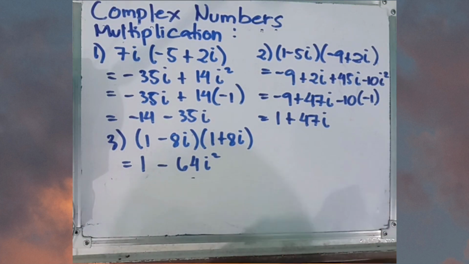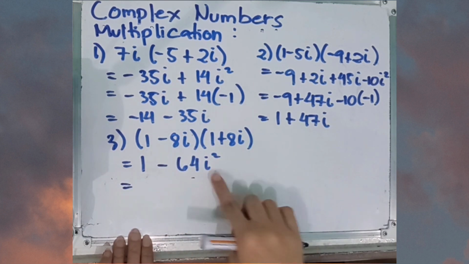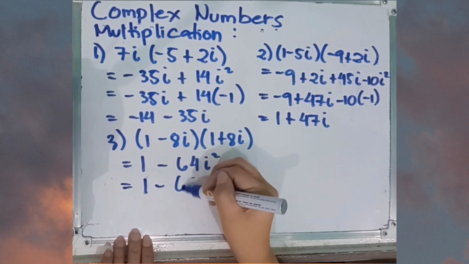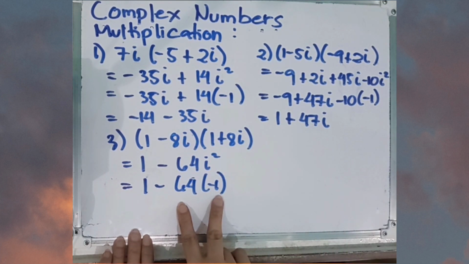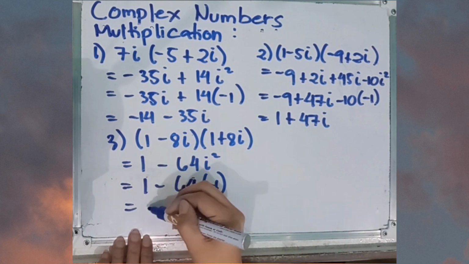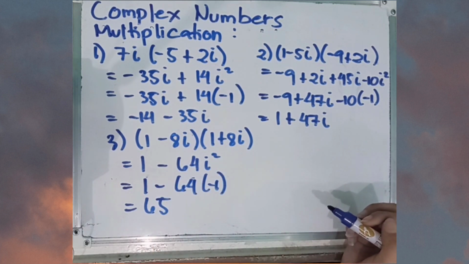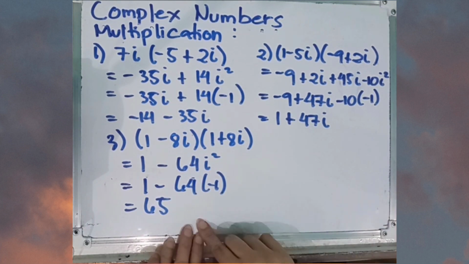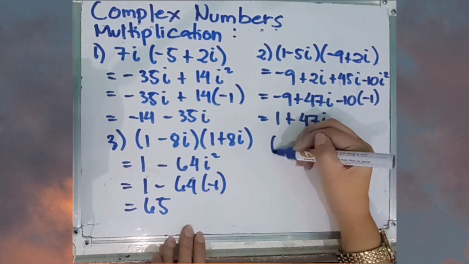And again, since i squared is equal to negative 1, we can further simplify. It's negative 1, so that will become now positive 64. Our final answer is 65.